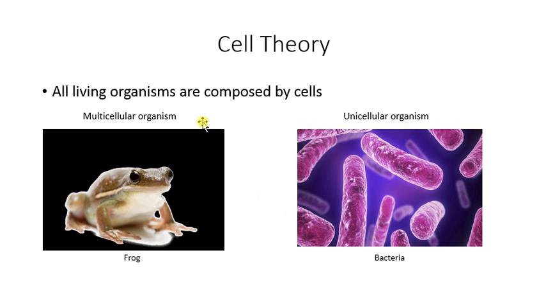We have two types. One is a multicellular organism, which in this case I picked a frog. A frog has more than one cell within itself, while bacteria are unicellular organisms and they are composed of only one cell, while multicellular organisms are composed of more than one.